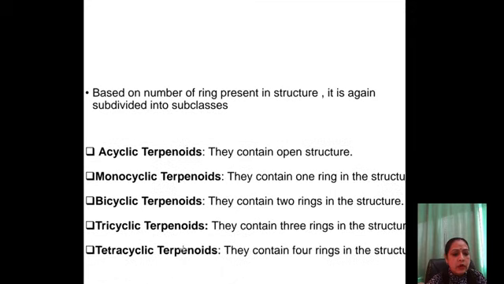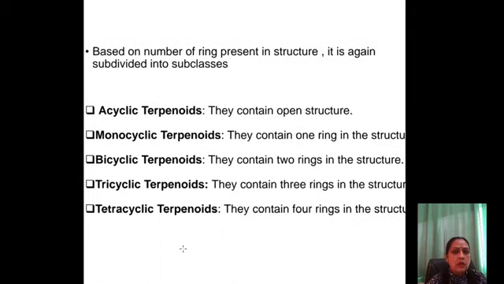Students, today's topic is based upon the general introduction of terpenoids, their properties, the isoprene rule, and the classification of terpenoids. These classifications are further explained and subdivided into subclasses, like acyclic terpenoids, monocyclic, bicyclic and tricyclic terpenoids. We will discuss these classifications in our tomorrow's lecture.